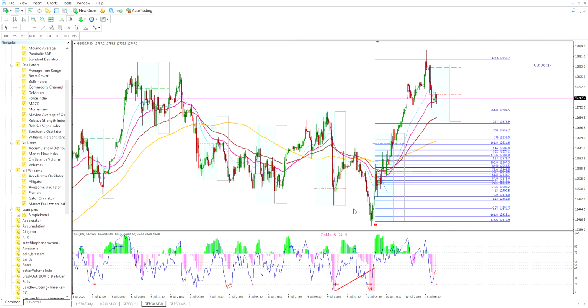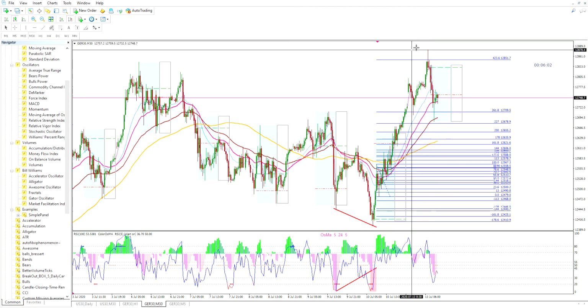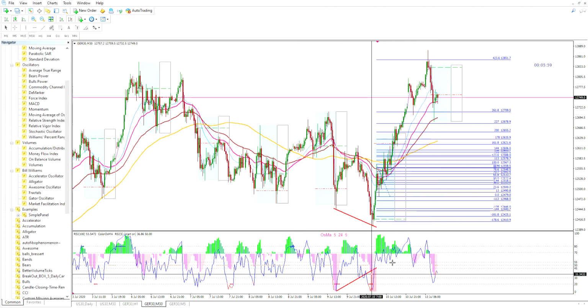Price was making a lower low, and the Osma was making a higher low. So again, we always look for that. This has resulted in a move from a low of roughly 12,400 up to 12,878 so far. So nearly a 500 point move purely just using that.